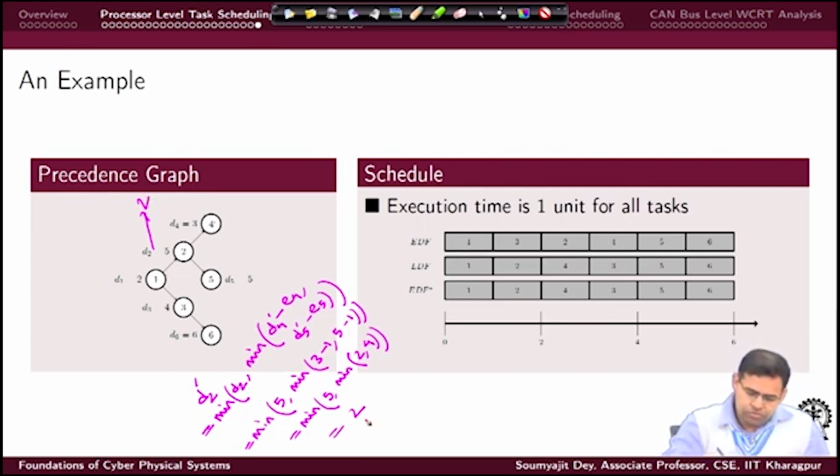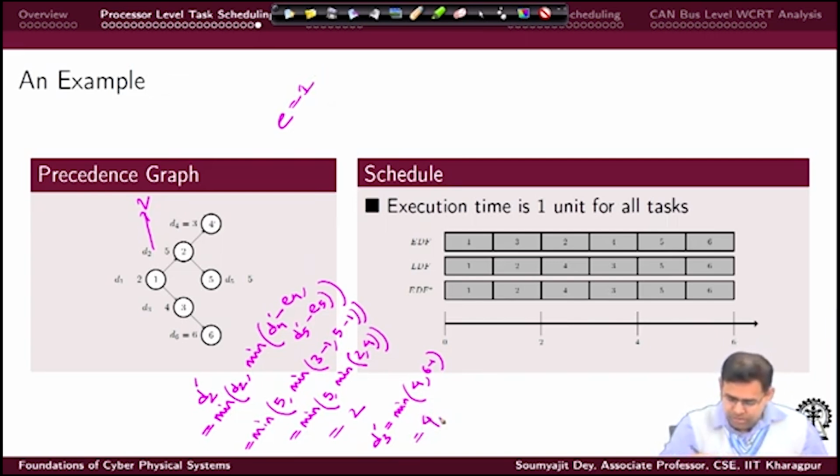and similarly if we just do this for D3 prime, the value of D3 is 4, it has got only one successor which is D6, right. So that means you do not need this minima here. So, it is just D6 minus E6, right. By the way, all the execution times E here, those values are 1. So that will come out as 4. Okay. So then this 6 will get to be 4.